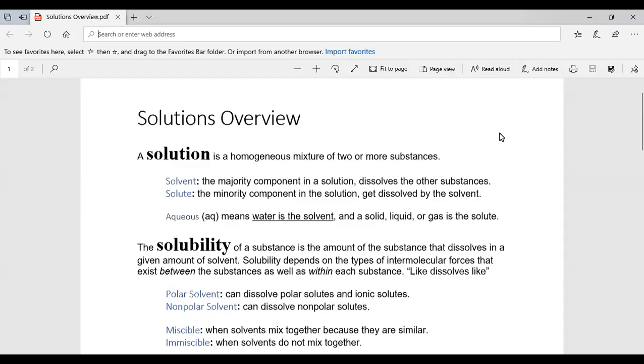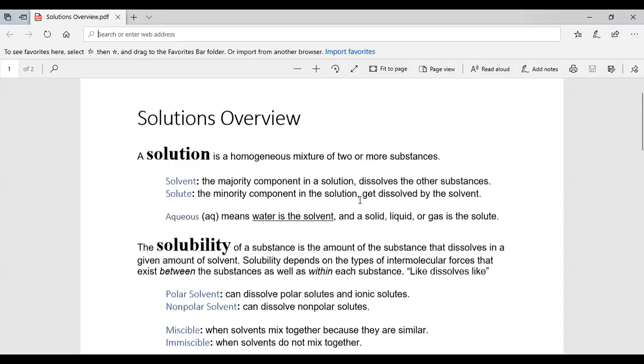So in this session, we're going to talk more about solutions. Some of this should be review as we discussed solutions in an earlier chapter, but to review, a solution is a homogeneous mixture, so that means it's smooth and consistent, of two or more substances. Those substances include a solvent and solute. The solvent is the majority component, the solute is the minority component that gets dissolved.